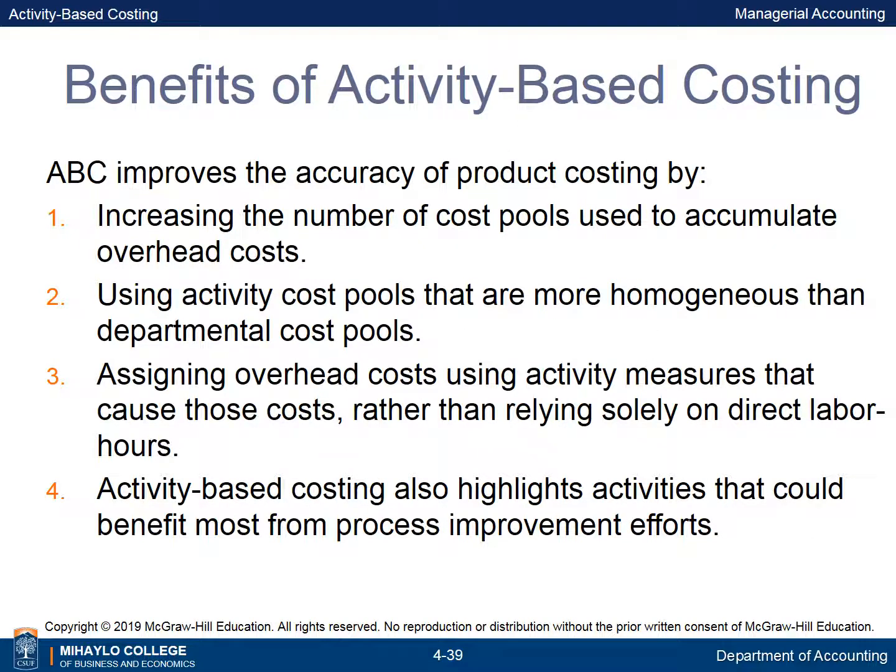Activity-based costing improves the accuracy of product costs in 3 ways. 1. It increases the number of cost pools used to accumulate overhead costs. 2. It uses activity cost pools that are more homogeneous than departmental cost pools. 3. It assigns overhead costs using activity measures that cause those costs, rather than relying solely on direct labor hours. Some activity measures may be unit level in nature, while others may be batch level, product level, or facility level in nature. 4. Activity-based costing also highlights activities that could benefit most from process improvement efforts.